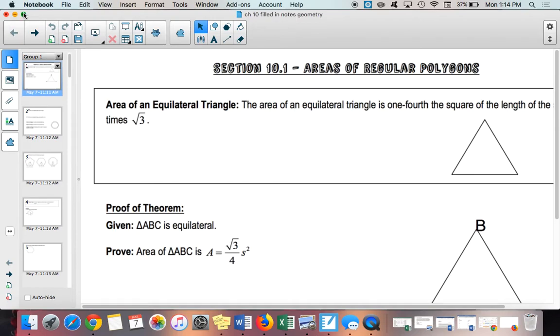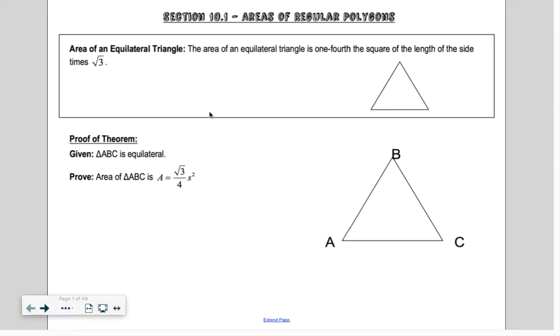Right, so section 10.1 is areas of regular polygons. Do you guys remember what it means to be a regular polygon? Regular polygons have all sides congruent, all angles congruent, right? So we're going to be talking about regular polygons today.